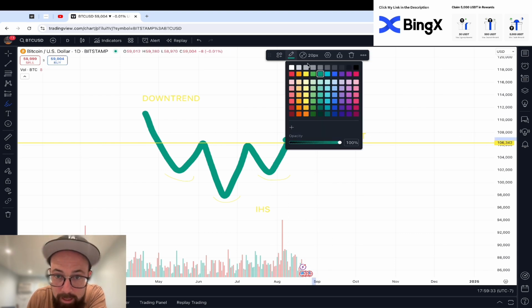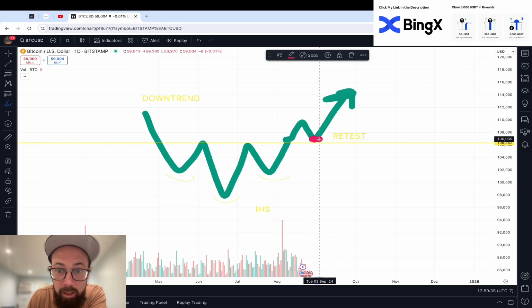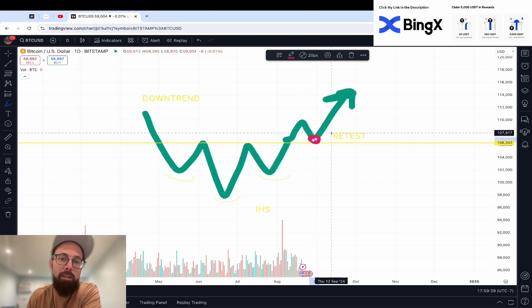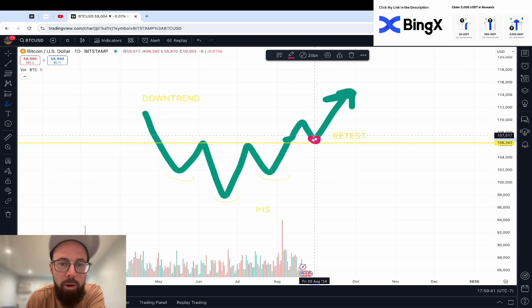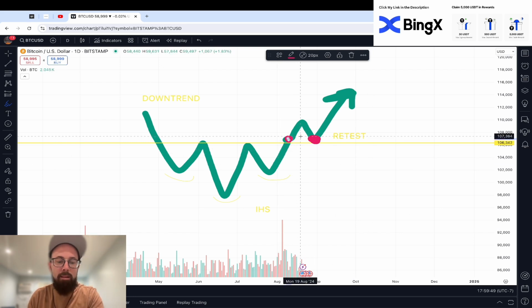This is the retest. I'll do it in pink. This is the retest right here. That's where you would enter your trade. That's where you would long or buy tokens. You don't buy right here on the breakout. Don't do that, because it could be a false breakout and just fail back to the downside, all right?